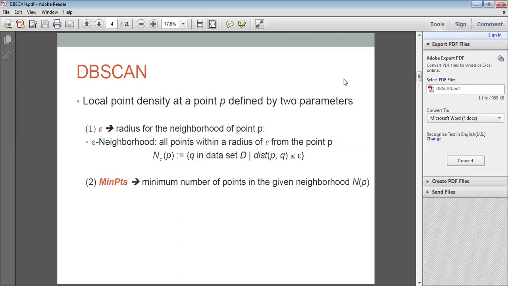The minimum point criteria for a point to be dense is called min points. It is a threshold value: if a point has more than or equal to min points number of neighbors within the epsilon radius circle around it, it is called a dense region.